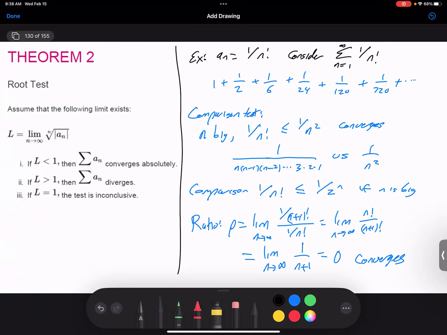Now, there is another test we could use instead of the ratio test. What else could we use?